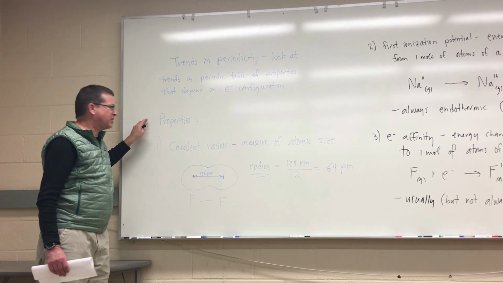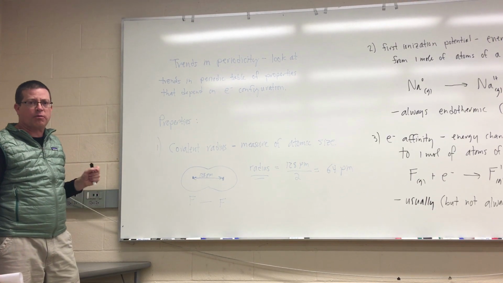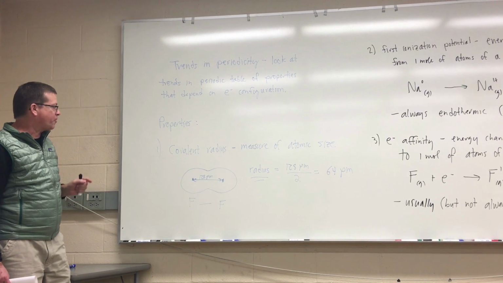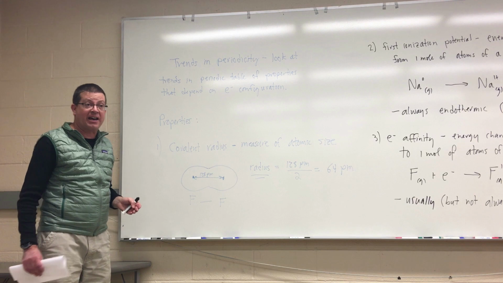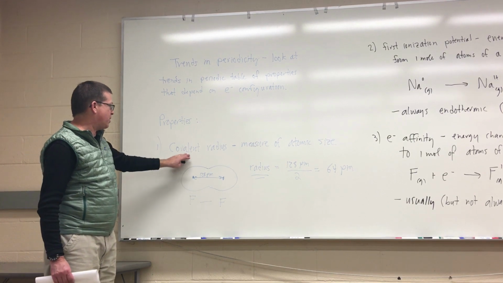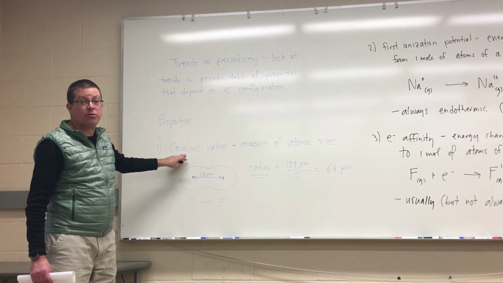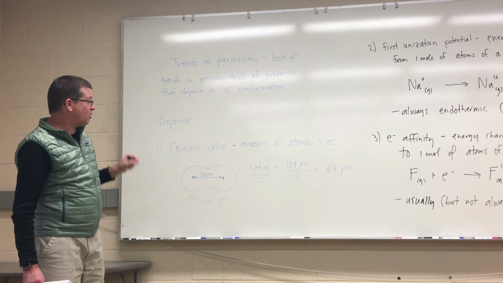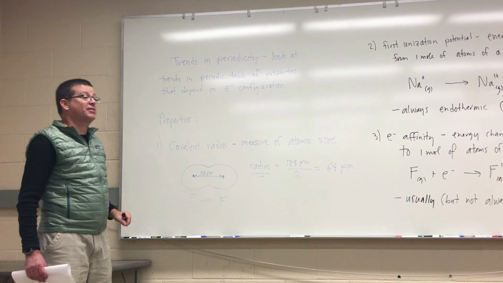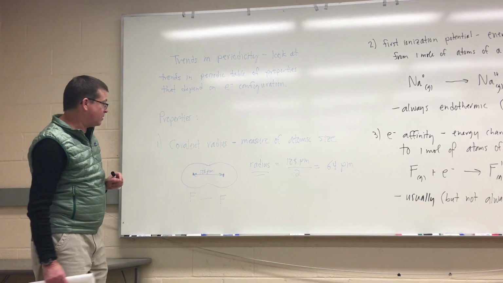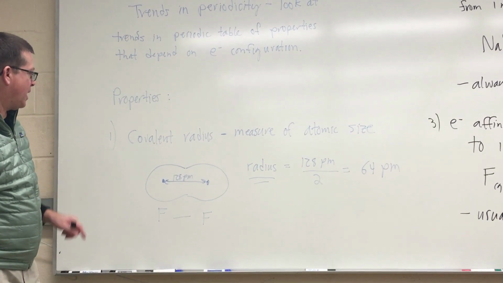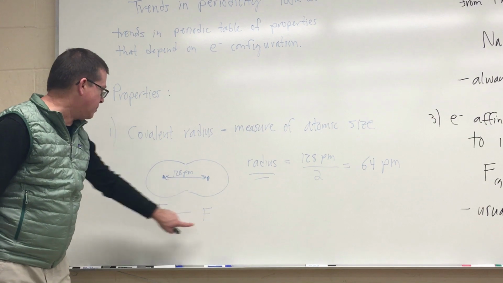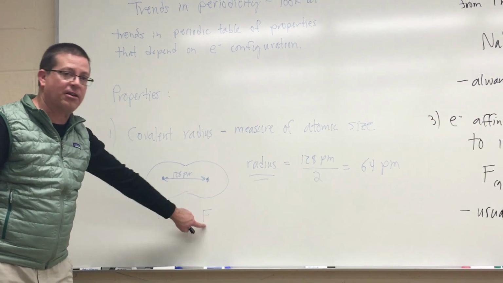Well, let's focus on what these properties are that we want to talk about. Our first property is essentially one that describes the size of the atom. For us, this is going to be a measurement of what we call covalent radius. As I mentioned, it's a measurement of atomic size. When we talk about a covalent radius, what we're really talking about is two identical atoms covalently bonded together.